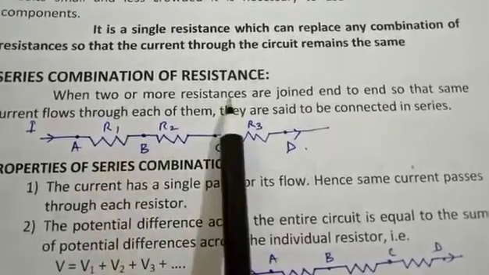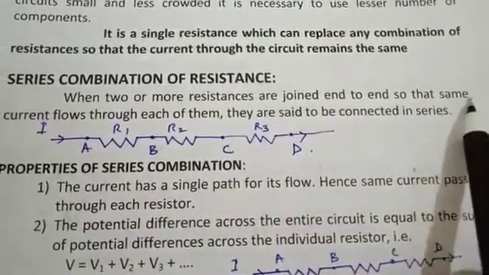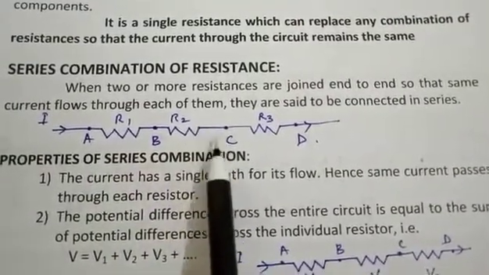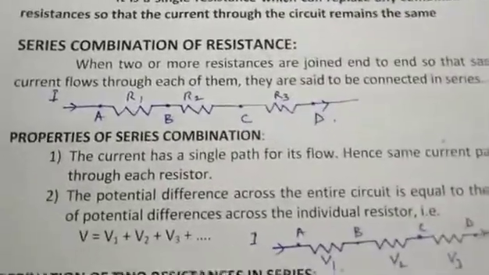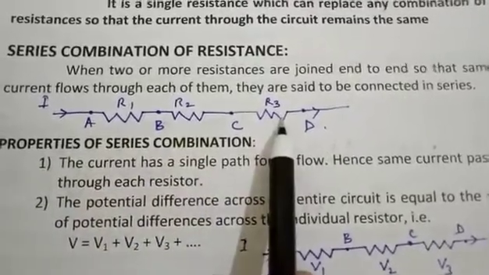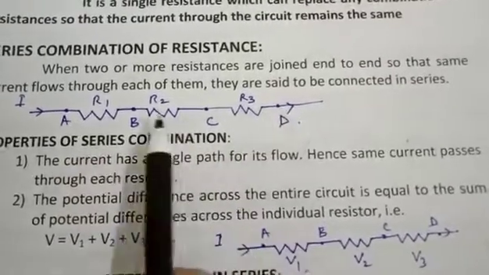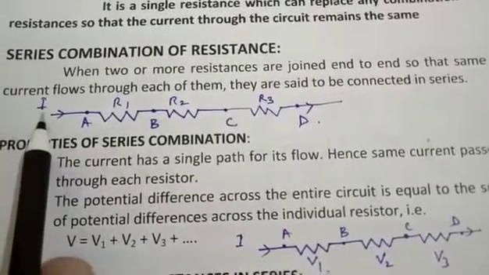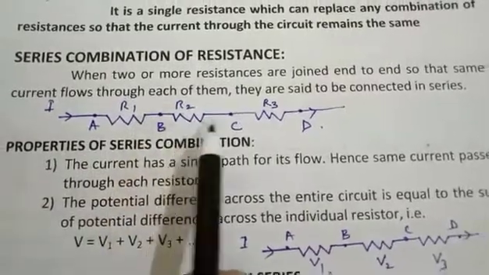When two or more resistances are joined end to end so that same current flows through each of them, they are said to be connected in series. Now if you look at the diagram here, I have connected R1, R2, R3, three resistors, one after another, end to end. And look at the diagram here. I is the current which is passing through R1, R2 and R3.